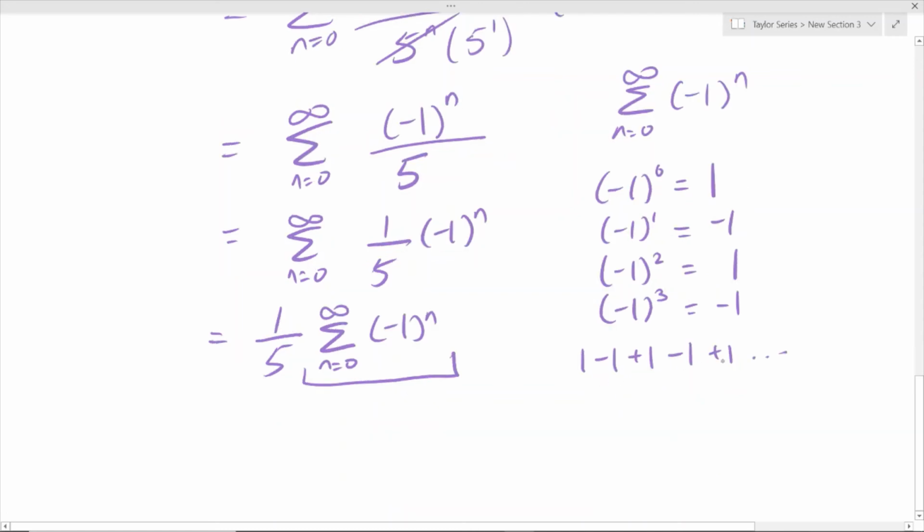So here we can see this is a geometric series. The starting term a is equal to 1, and then you multiply by -1 to get -1 here, multiply by -1, -1 times -1 is going to give us 1, and multiply by -1, -1 times 1 is going to give us -1, and so on and so forth. So our common ratio r is going to be -1.